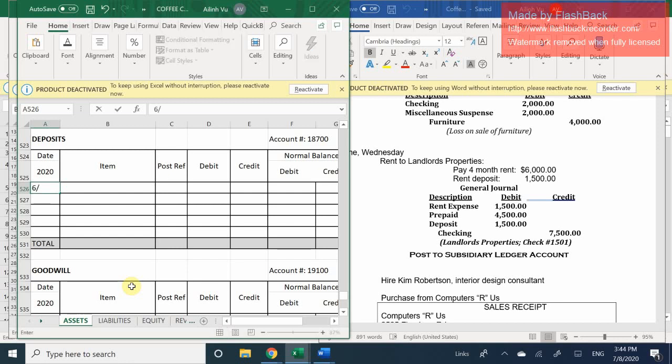So you can indicate on June 5th that you had rent deposit. Okay? There you go. Rent deposit, general journal number 1, and it was for 1,500.